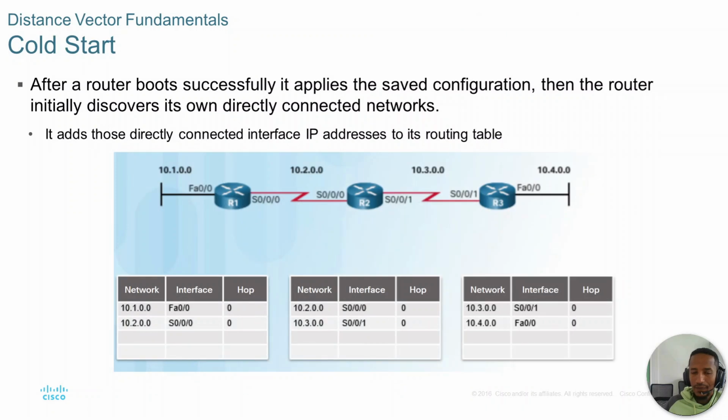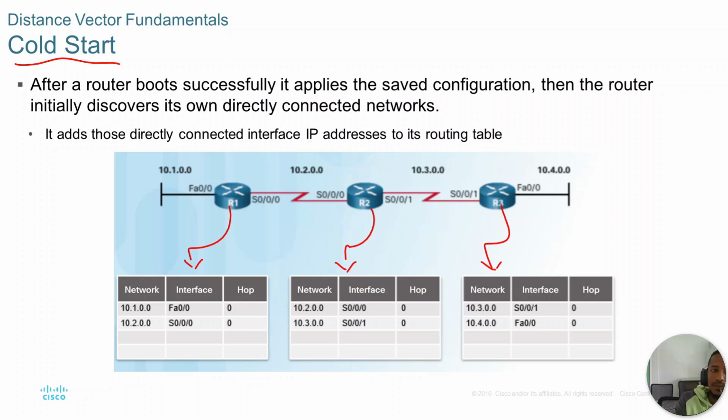Now let us start from the beginning. That's called the cold start. Now you can see that this is router 1, this is router 2, this is router 3. This is the beginning of their routing tables. So you can see, what do they have?